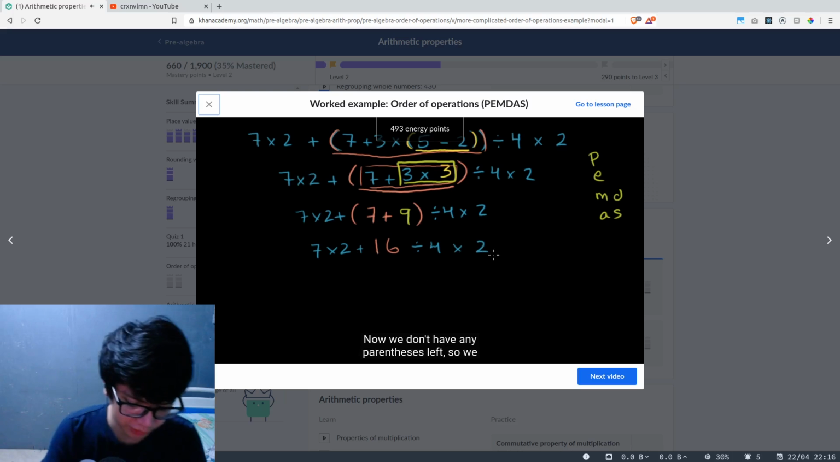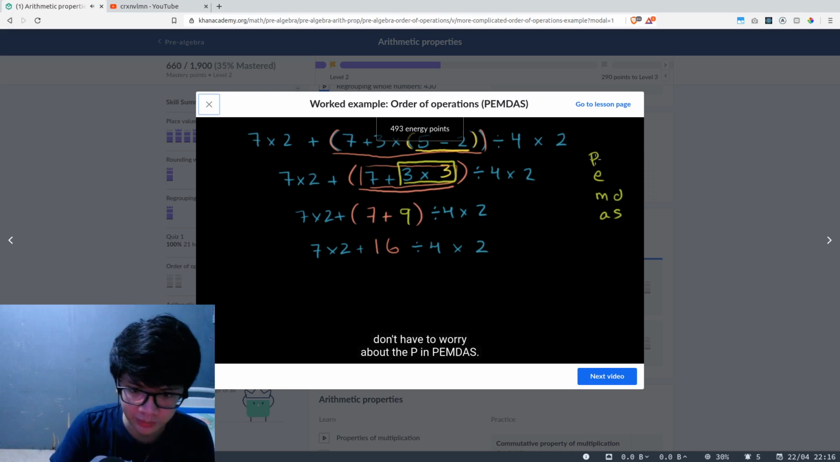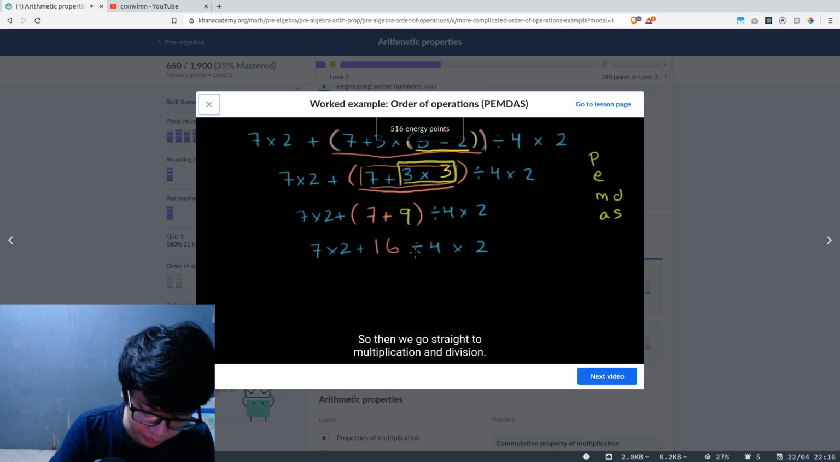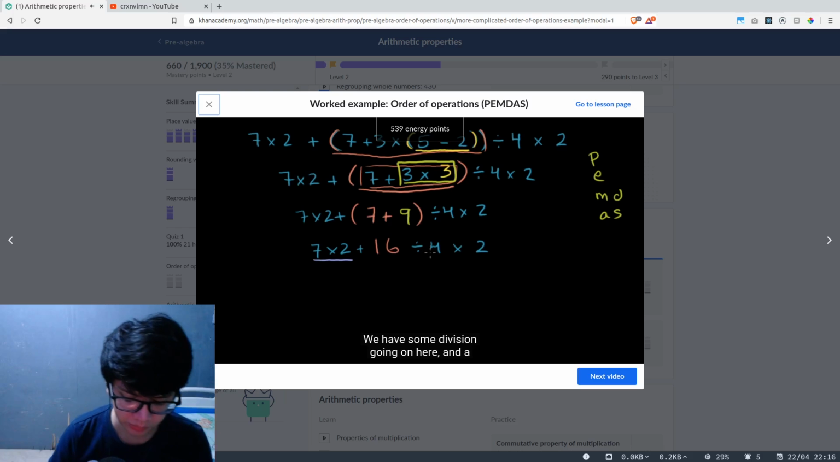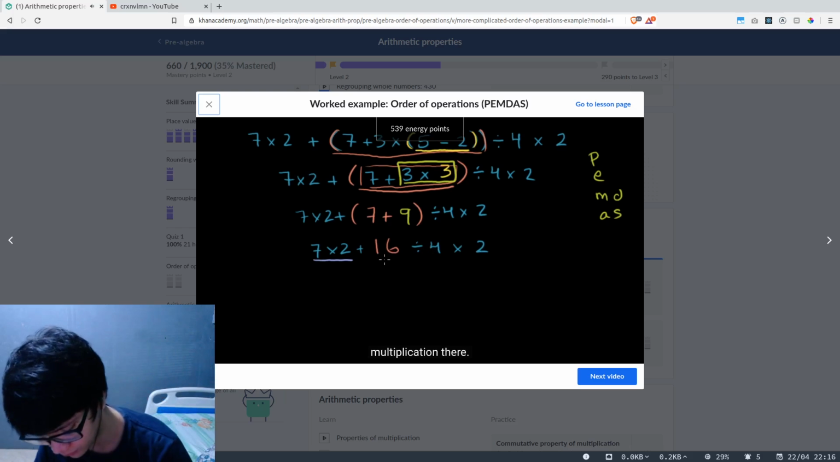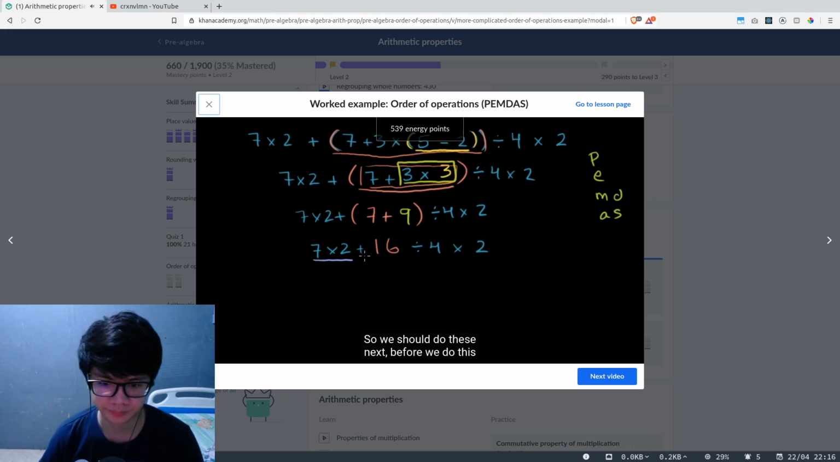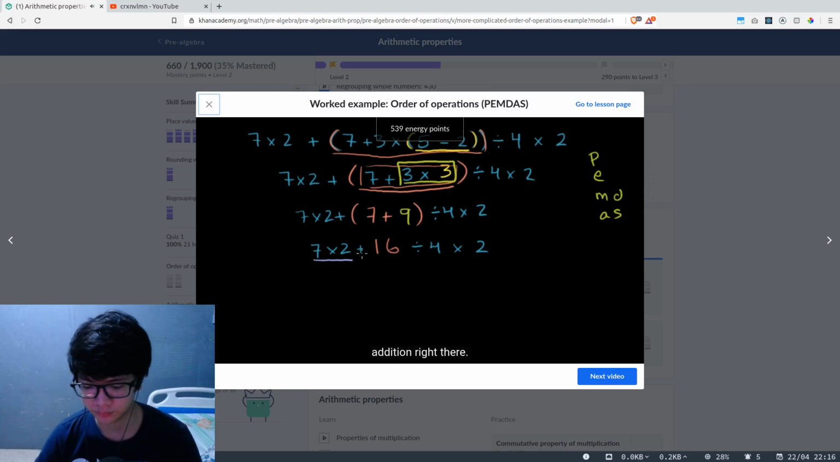Now, we don't have any parentheses left, so we don't have to worry about the P in PEMDAS. We have no E, no exponents in this. So then we go straight to multiplication and division. We have some multiplication going on there, some division going on here, and a multiplication there. So we should do these next before we do this addition right there.